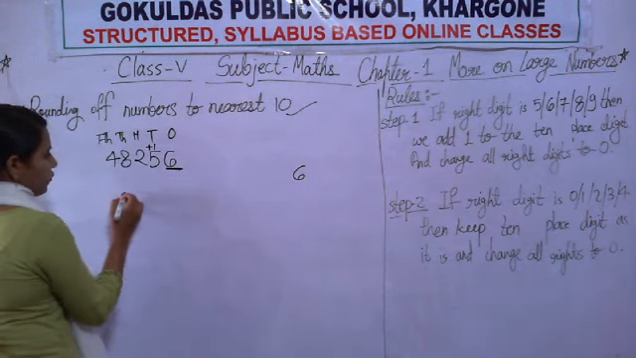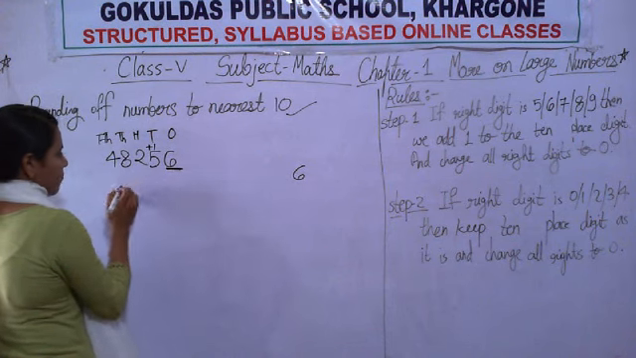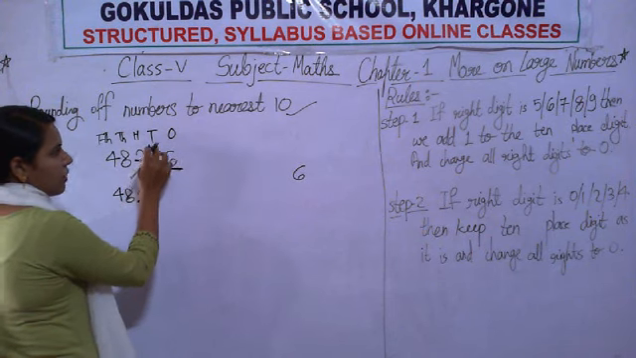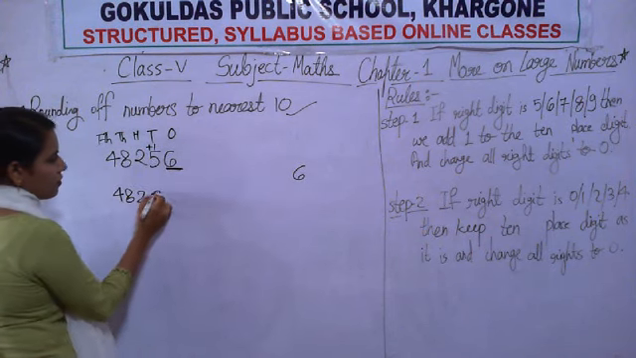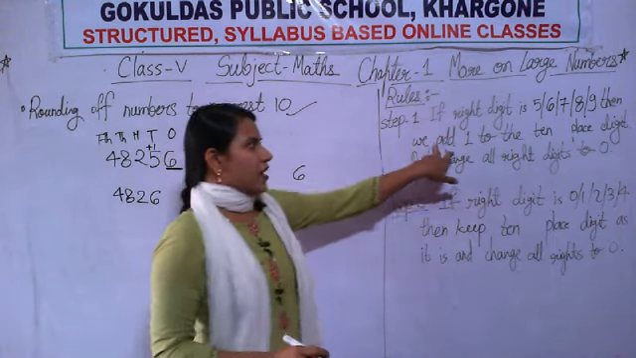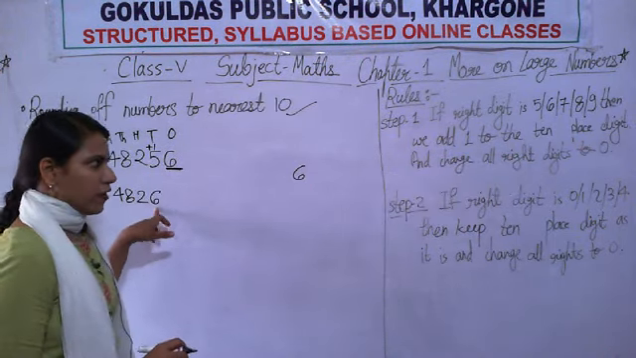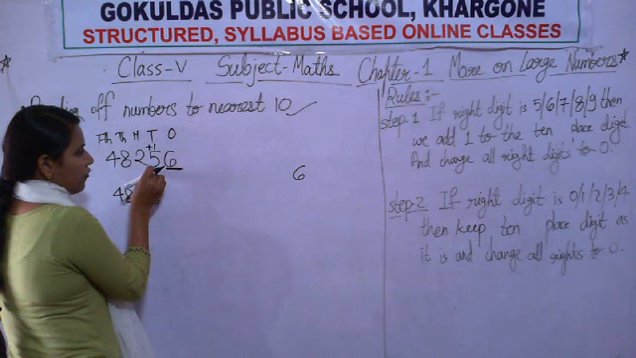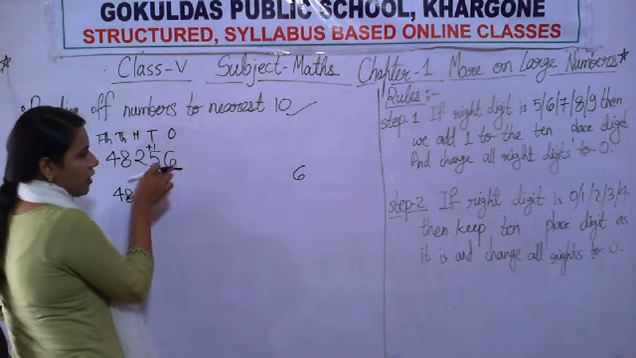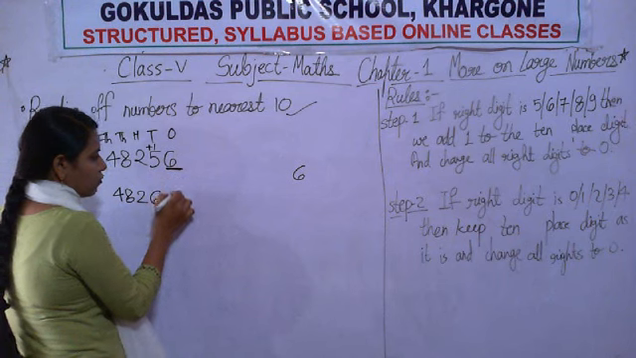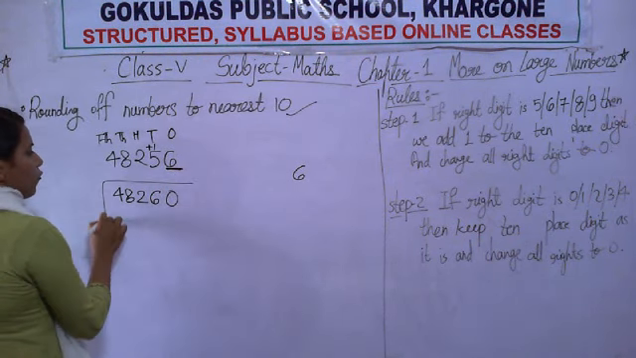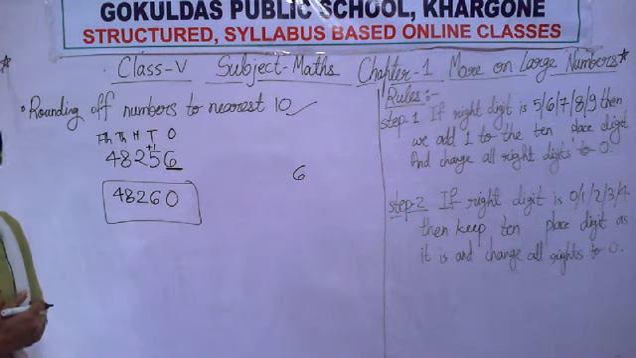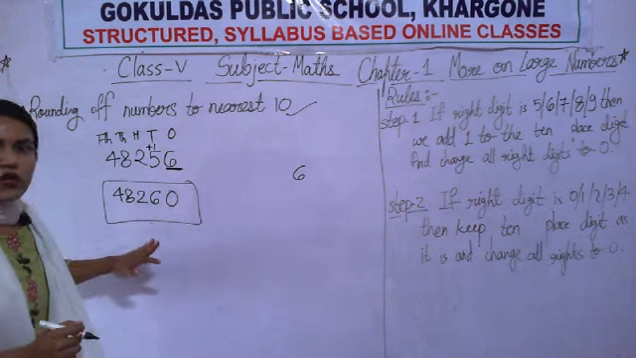So what will you do? You will write these digits as it is. Where will you make the change? You will make the change here. So 5 plus 1 is 6, and we add 1 to the tens place digit. Then change all right digits to 0. So see here, at 5's right, 6 is there, and you have to change it to 0 according to the rule. So this is your rounded off number. It is your answer, right? So this is how you change. First you check the right digit, then you round off.